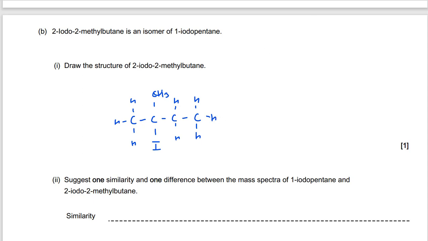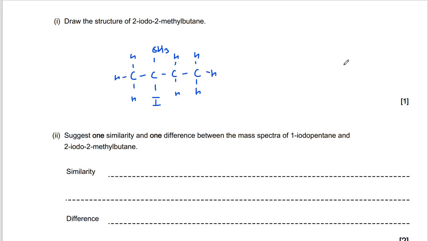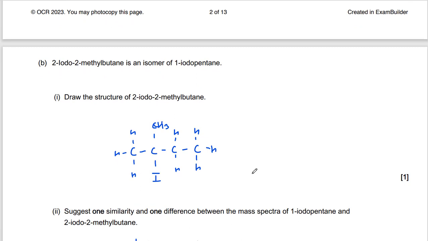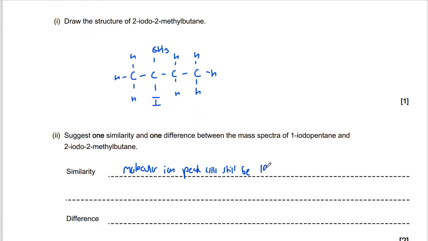Well, in this instance, we look for the similarities and differences, and straight away, the first similarity you should think of is, well, it's the same compound. It's just an isomer. So that means that the M peak, the molecular ion peak, will still be where it was before. So it will still be at, what is the value? 198. So you'll still get a peak at 198. Okay, that will be the same.